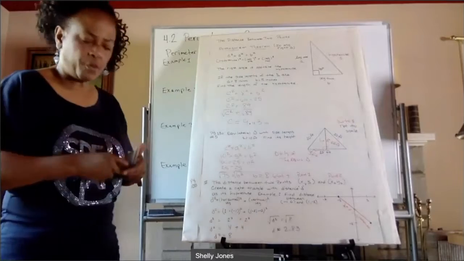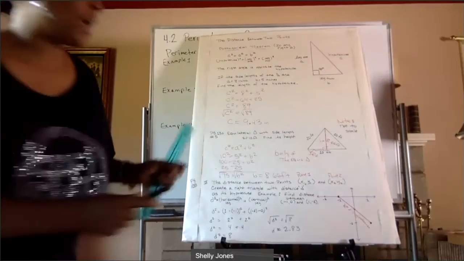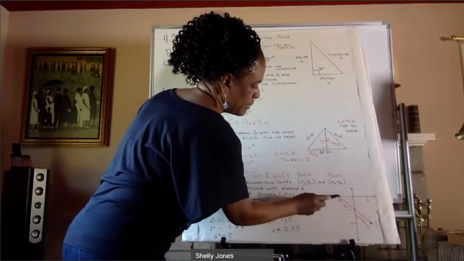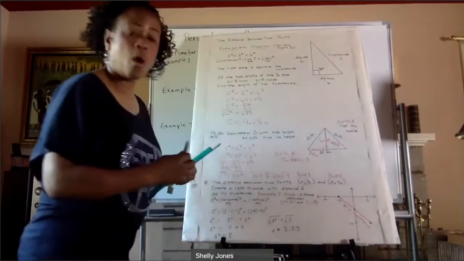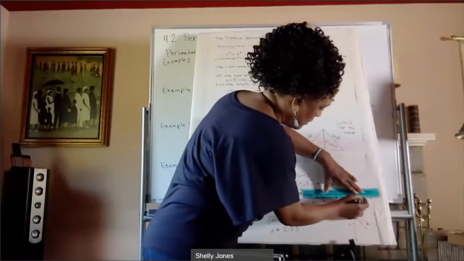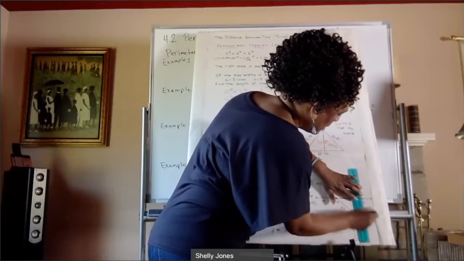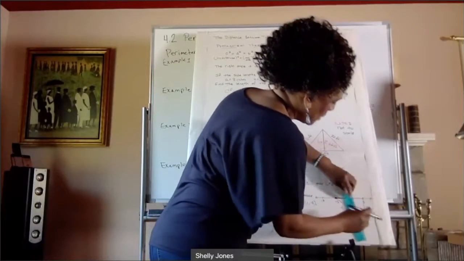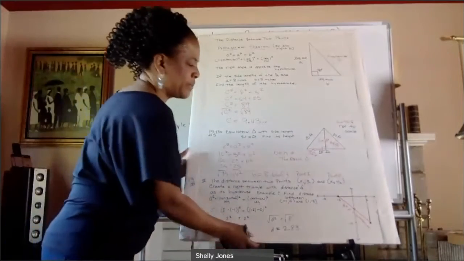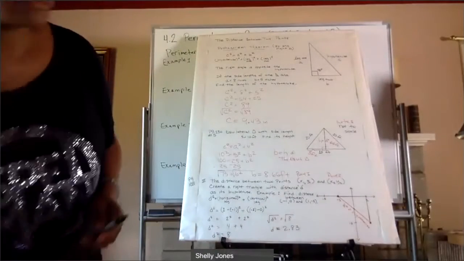Okay, so if you think about it, I could make different right triangles. I could make a right triangle like this, down and over, or I can make it over and down. It won't matter which one you do. You'll still get the same hypotenuse. So I'm going to make mine over and down. Okay? Over and down.